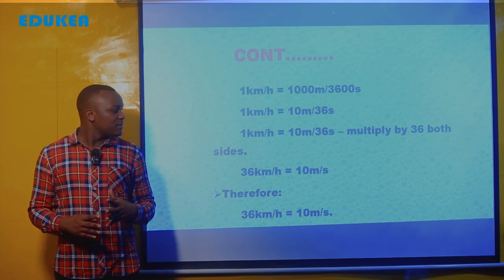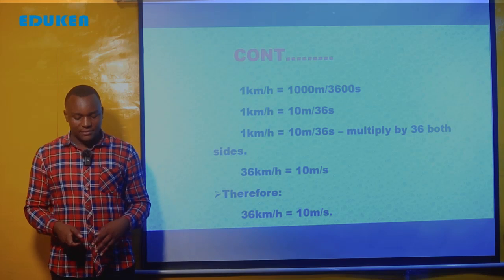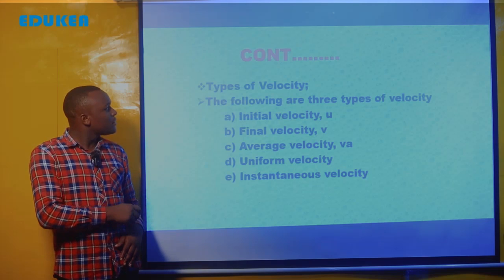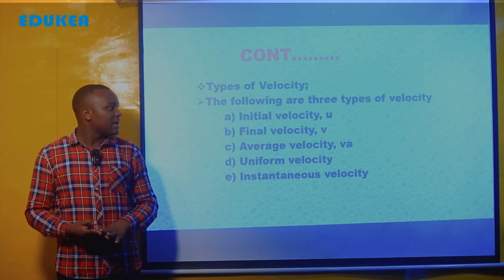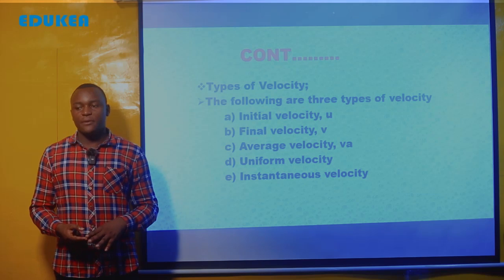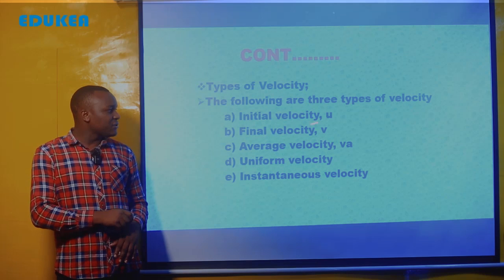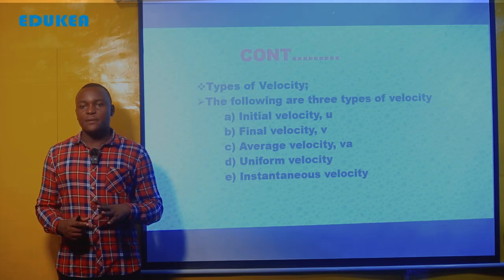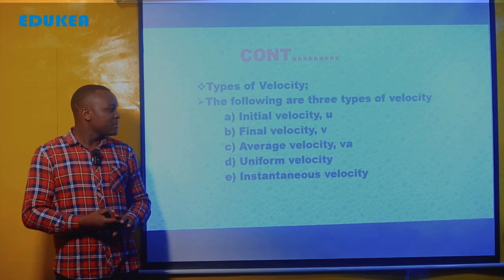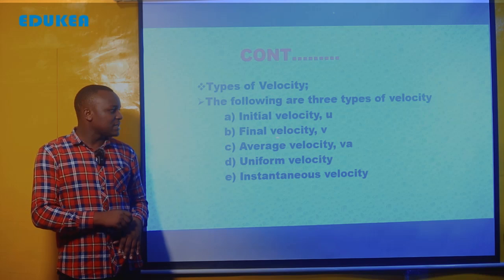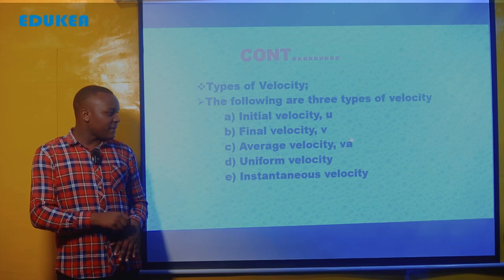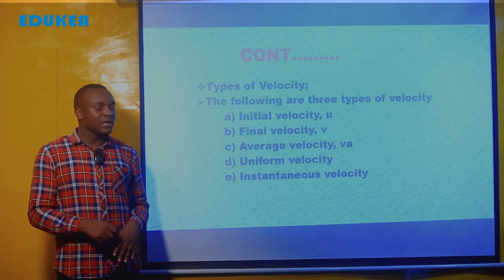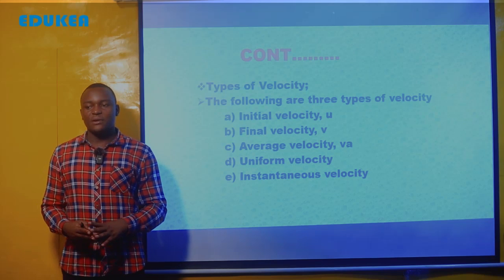So there are types of velocity. Let's look at various types of velocity. There is initial velocity, which is represented by a small letter u, and also final velocity, a small letter v, average velocity, uniform velocity, and also instantaneous velocity. Hiyo ni aina ya velocity. Kwa hiyo tuangalie maana ya aina moja baada ya nyingine.